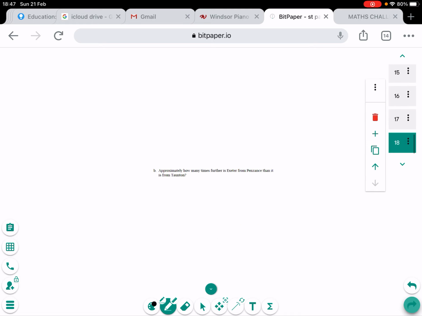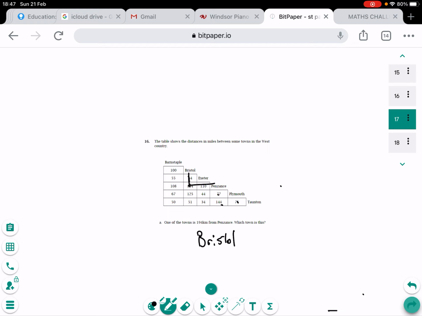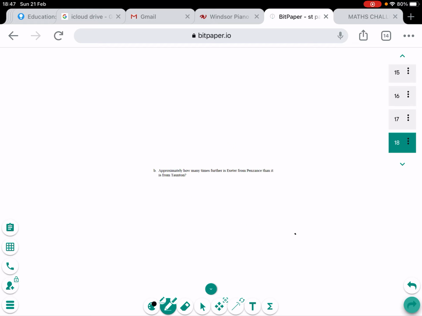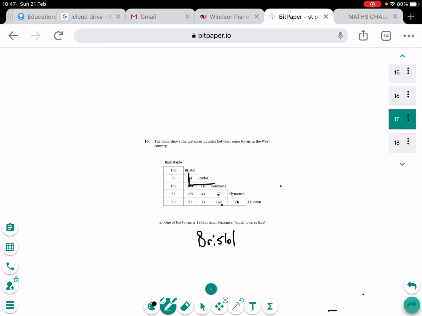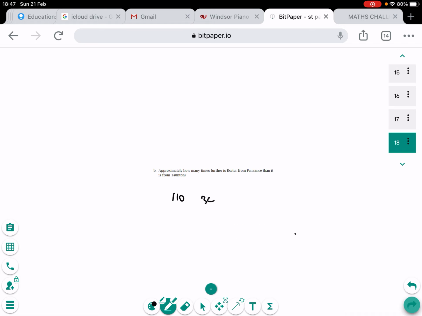So for B, approximately how many times further is Exeter from Penzance than it is from Taunton? So Exeter from Penzance, that's 110. Then Exeter from Taunton, that's 34. So if you take 30 times, that's approximately 3 times. So the answer to question B is 3.